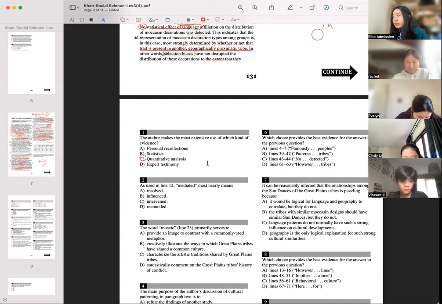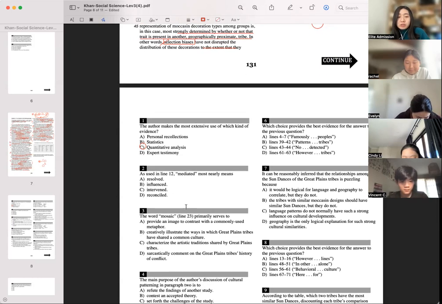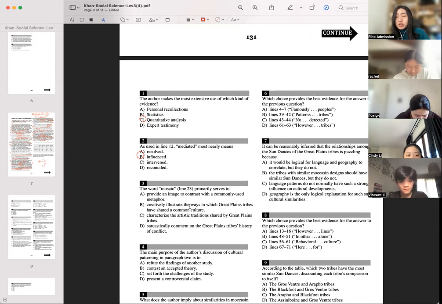It's very common to use in social studies when you study the similarity or differences of different cultures or languages; you can use quantitative analysis. And then question 2, the answer will be B, influence. That's what you mean here, the geography influence, mediate influence. Question 3 here, the answer will be A. Did you choose A? What does that mean in that sentence? Do you understand that sentence?